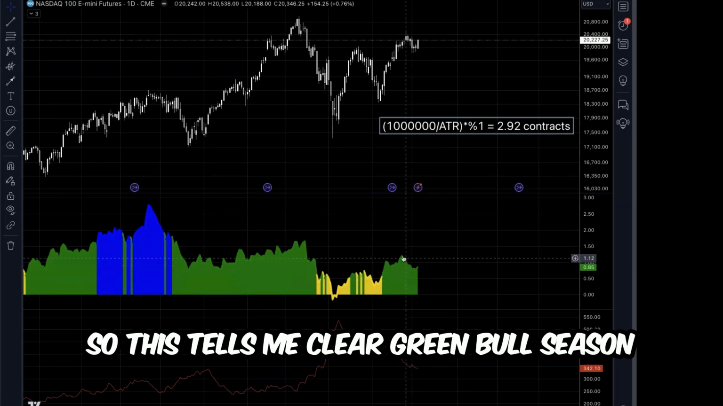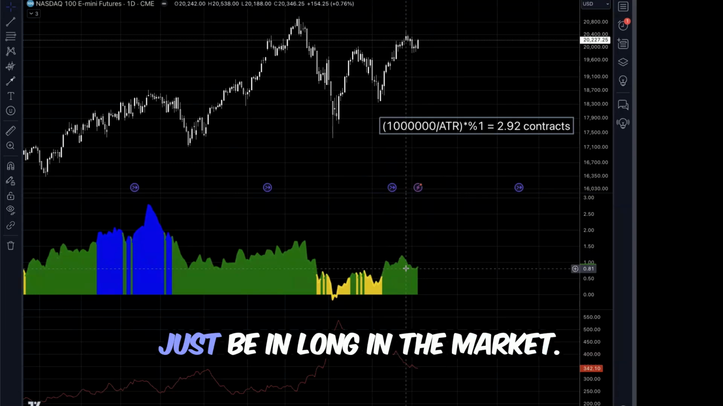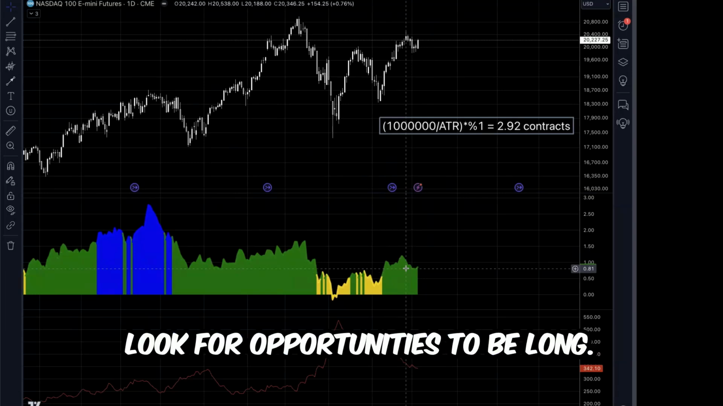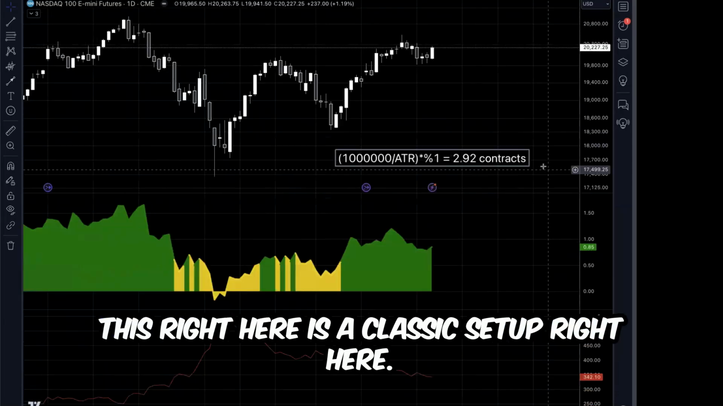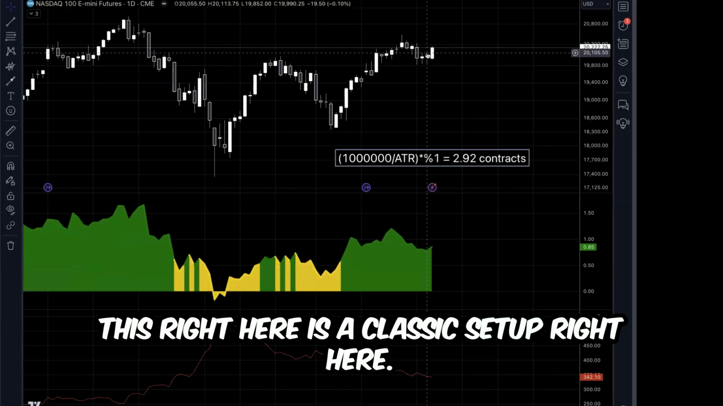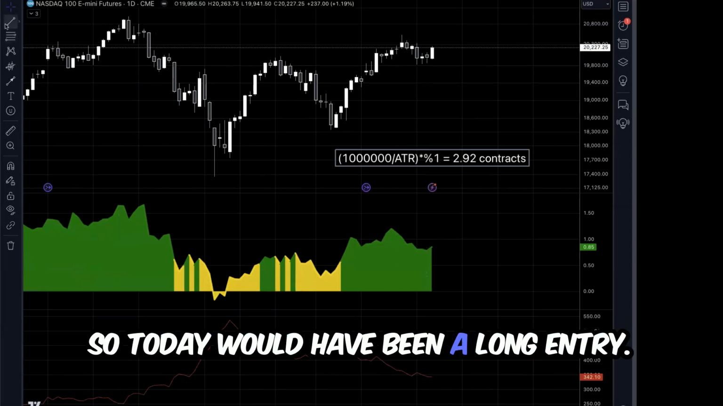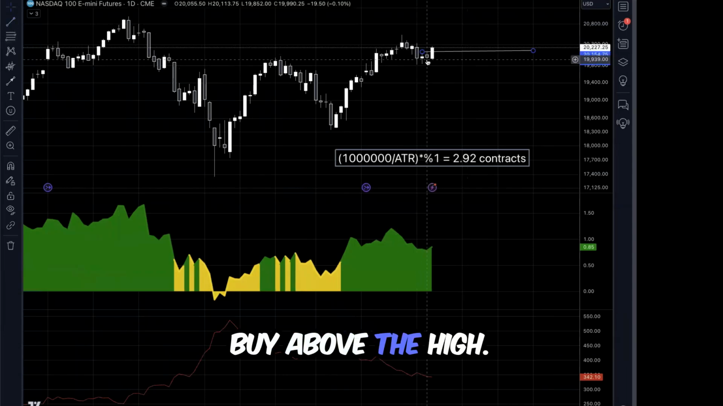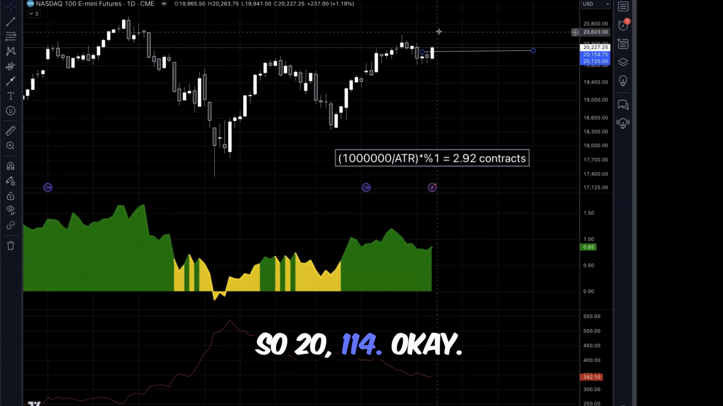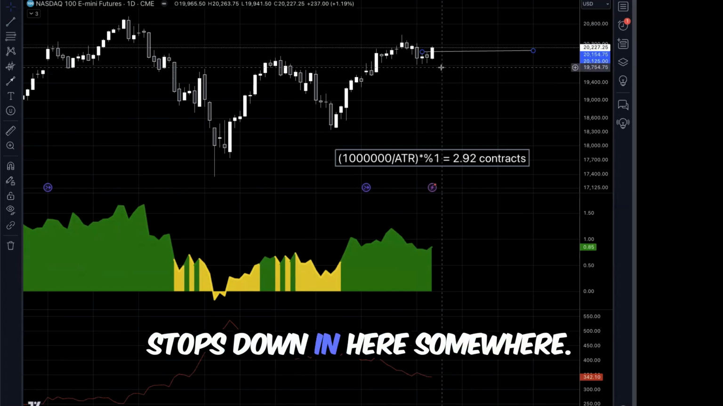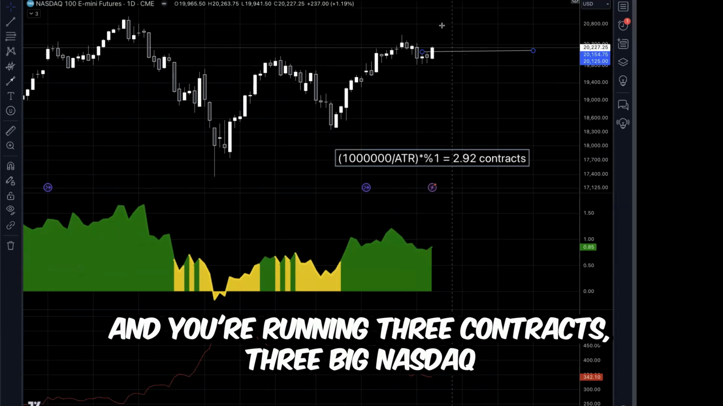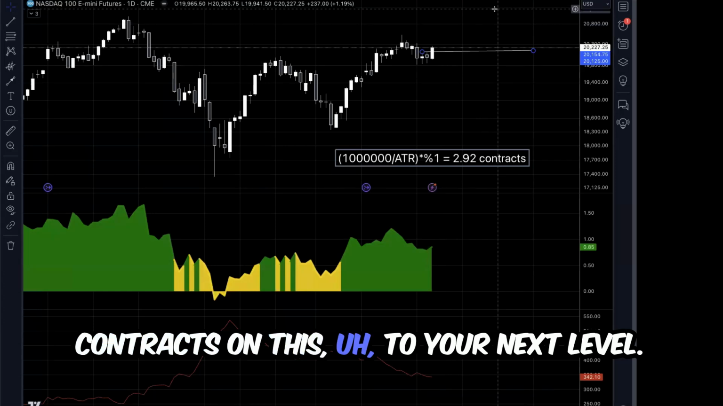So this tells me clear green bull season, just be long in the market, look for opportunities to be long. This right here is a classic setup. So today would have been a long entry, buy above the high. High was 2113.75, so 2114. Stops down in here somewhere, and you're running three big NASDAQ contracts on this to your next level. That's just how we're good.